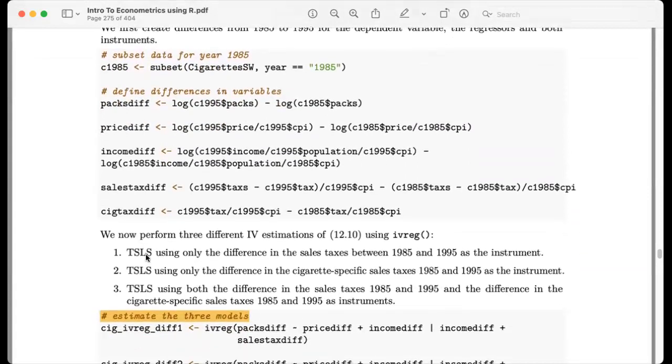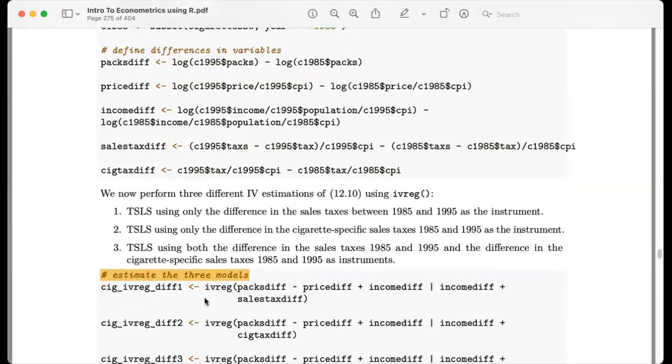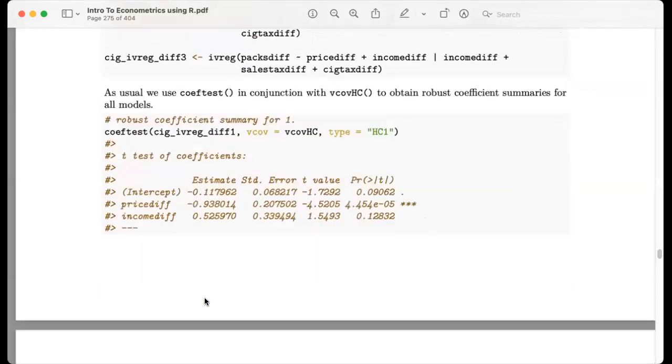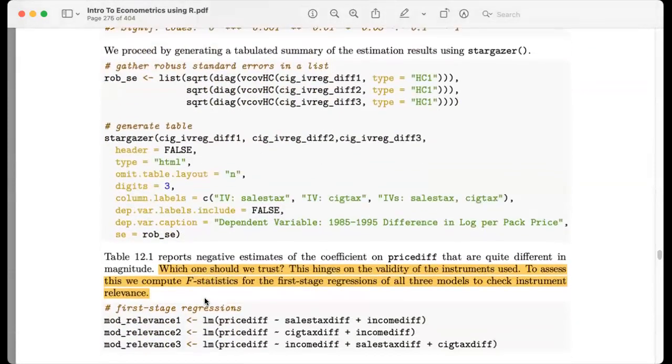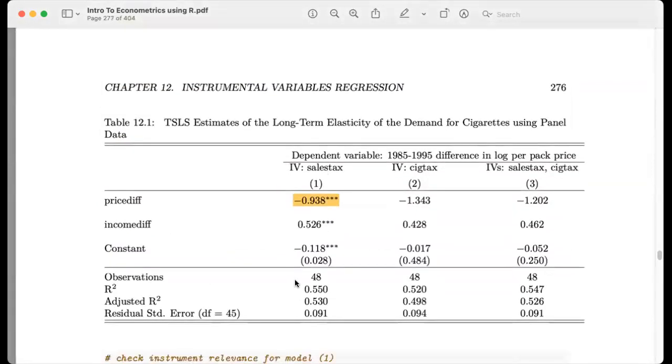Then we perform three IV estimations using the TSLS, first using only the difference in the sales tax between 1985 and 1995. In the second model, we use only the cigarette-specific tax instrument. And in the third model, we use both instruments. Once we do that, we get this table: the case with the sales tax instrument only, the cigarette-specific tax instrument only, and using both. The book argues that the results with the sales tax only are more plausible for causality.